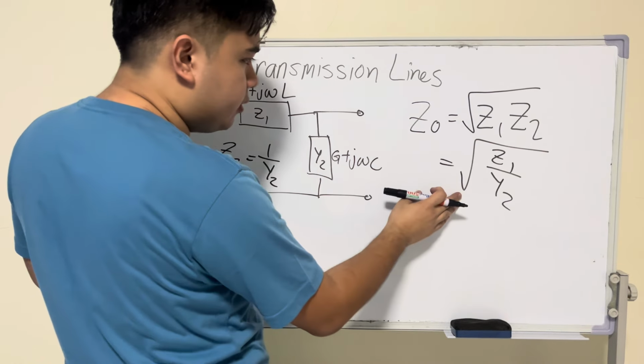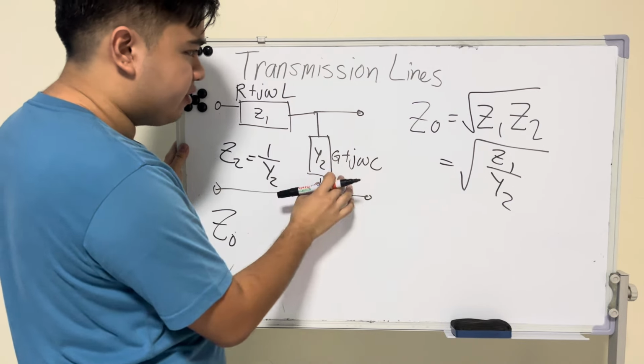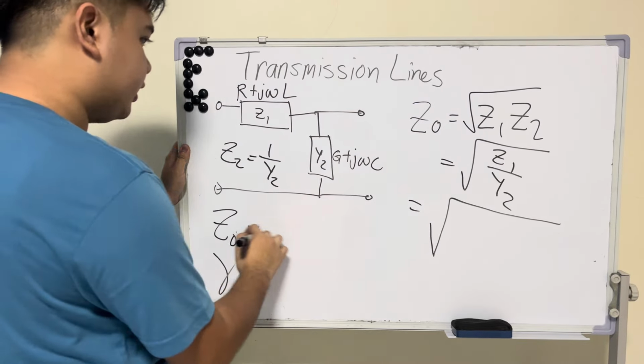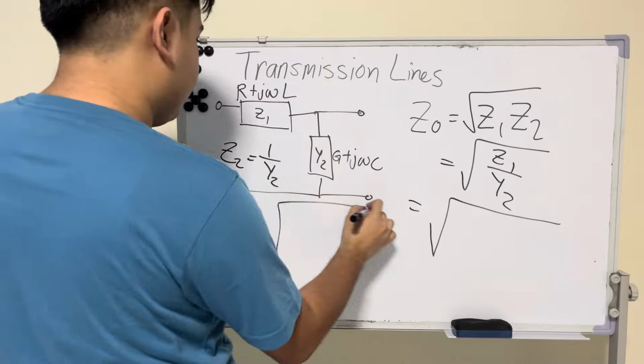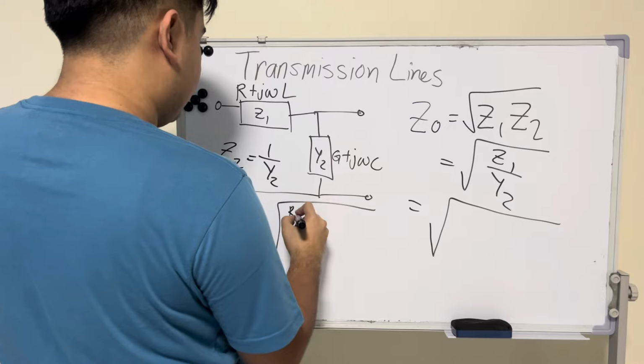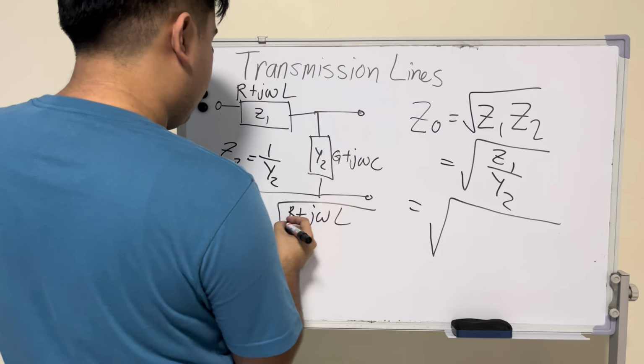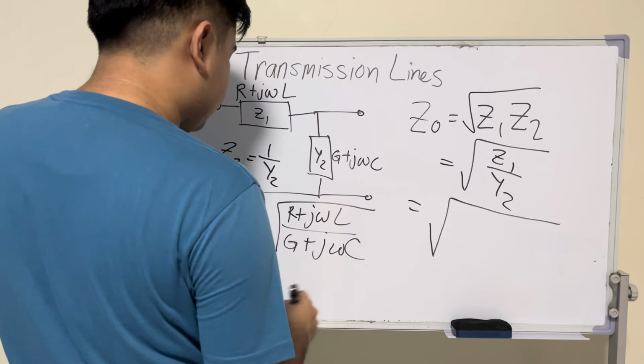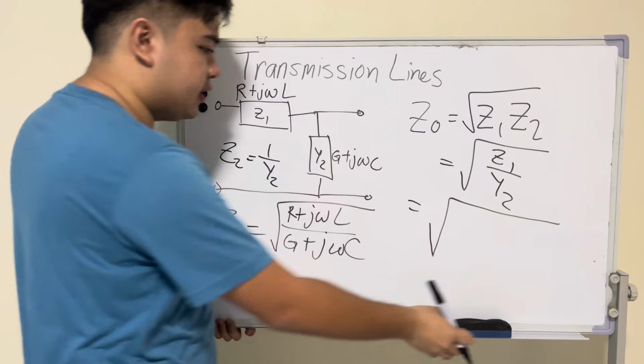Alright? And now, we have Z1, we have Y2. So, we just put everything together. I'm just gonna put it right here now. So it's the square root of R plus j omega L over G plus j omega C. That is the characteristic impedance.